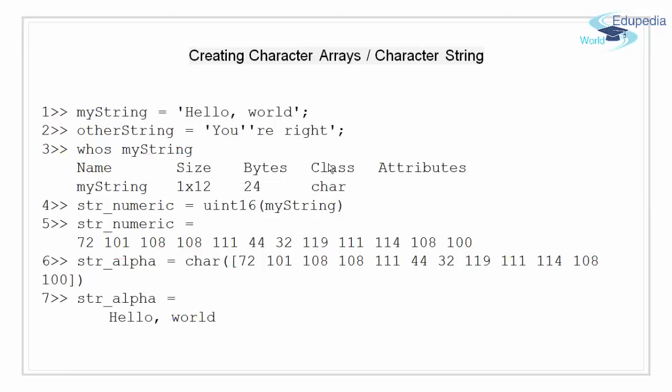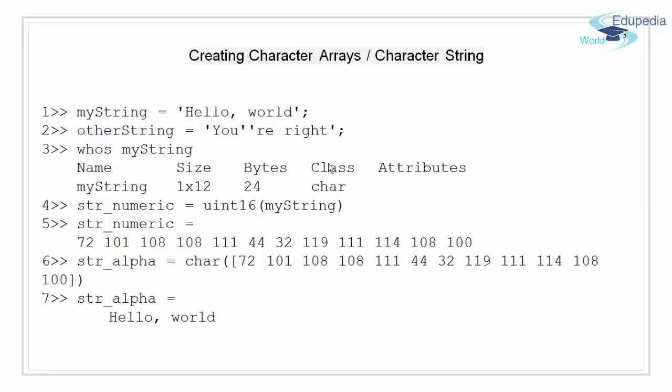The base class for all the strings and character arrays is the character class. This can be identified by using the whos command and checking the class attribute. The myString variable shown in line 3 is a size 12 array of class character.